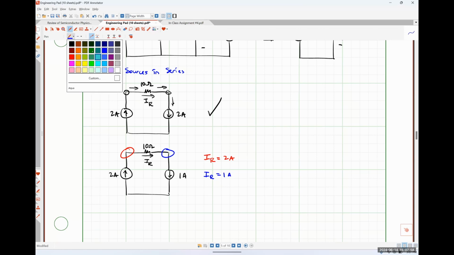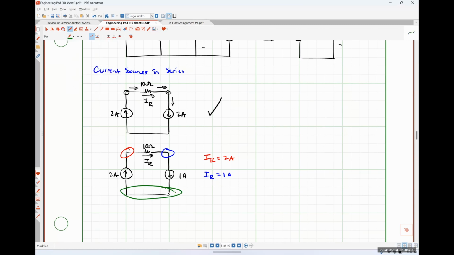And if we applied KCL at this green node, we would have 1 amp is equal to 2 amps, which obviously does not work. So if we ever see current sources that are connected in series and they don't have the same magnitude and direction, we have to stop what we're doing and just walk away, because we're violating the laws of physics again.